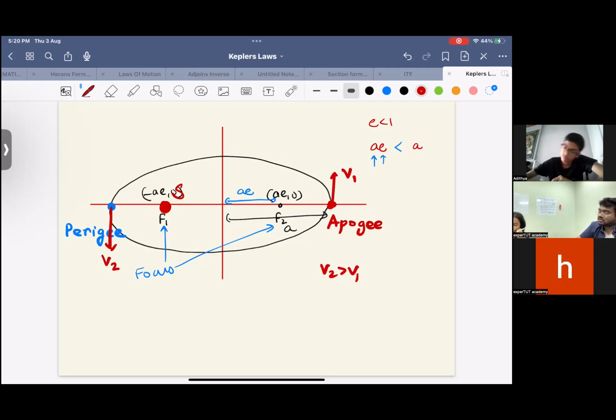Okay, understood apogee perigee? Speed is highest at perigee and slowest at apogee, okay?